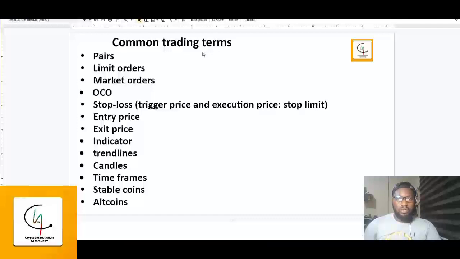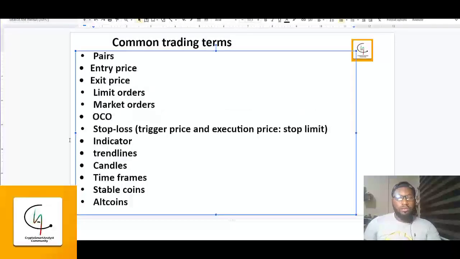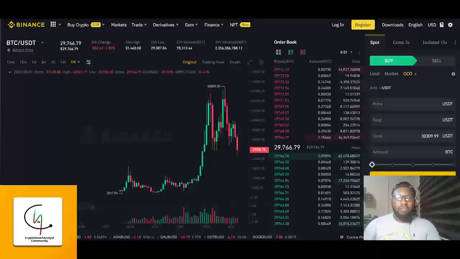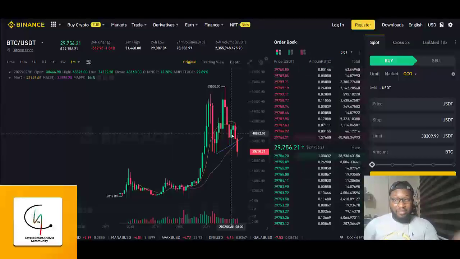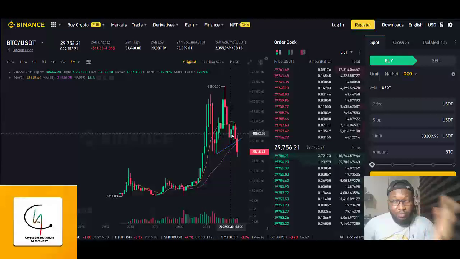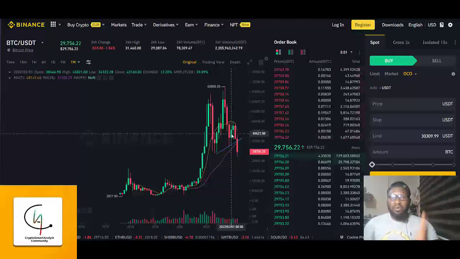The next thing we're going to talk about is entries. What is entry price and exit price? I'm going to explain them together. Entry price means the price you desire to buy at. That is what we mean by entry price. And exit price means the price you desire to sell at. That's your take profit, your TP.